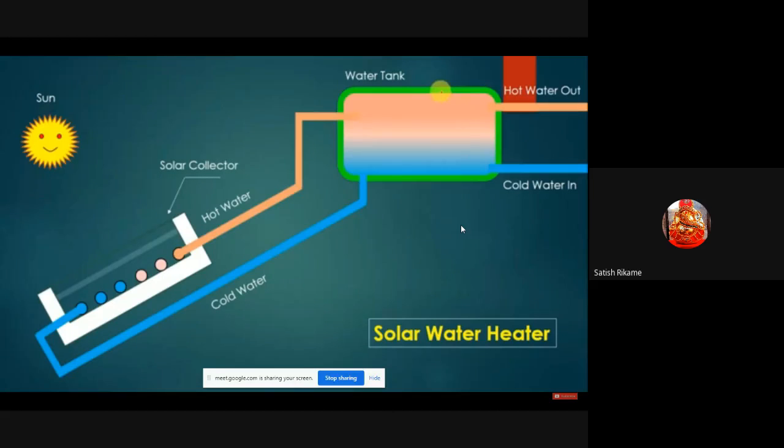Now look at the solar collector. It is facing towards the sun, and the sun rays directly fall upon it. Now let us see how it works. The sun rays directly fall upon the solar collector, so the water coming from the bottom of the solar collector gets heated. Once it gets heated, it flows towards the water tank. Now look at the solar collector, the last three tubes.